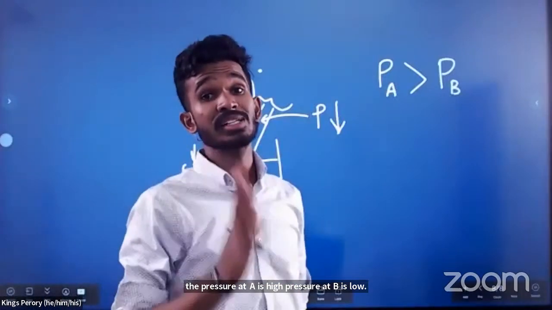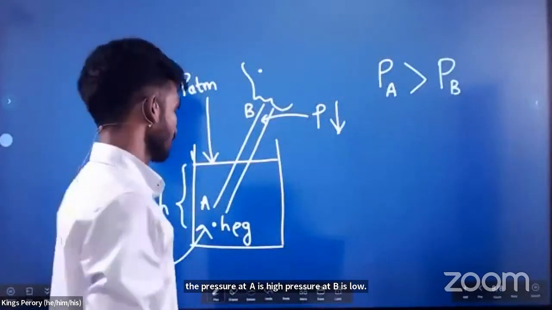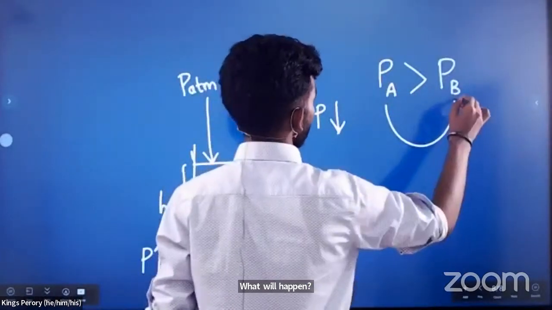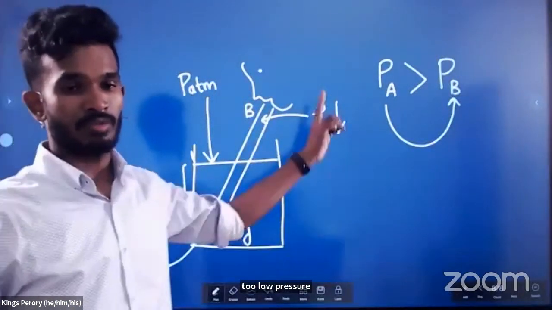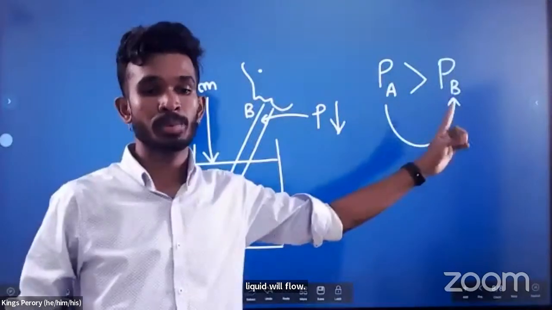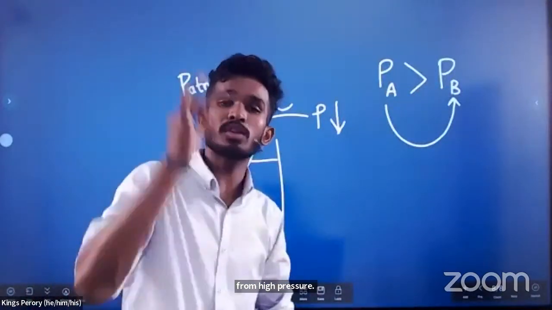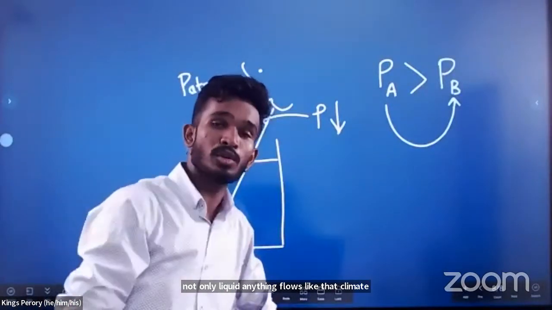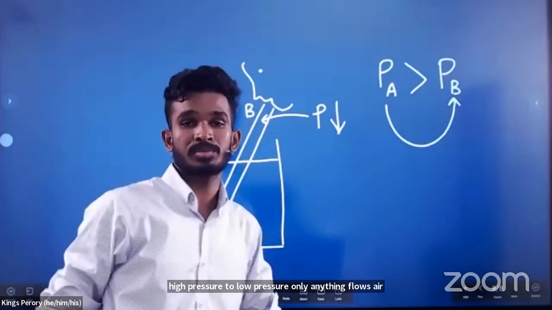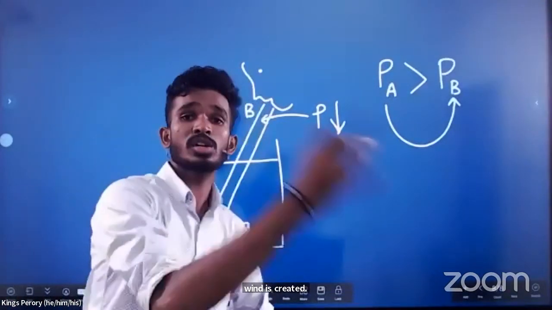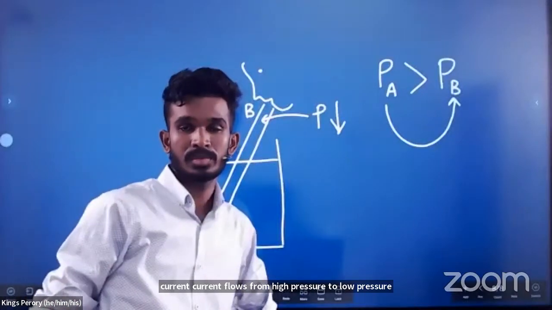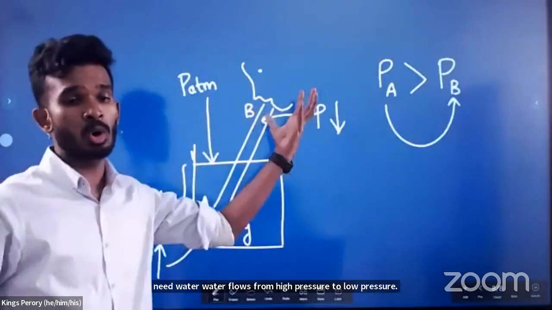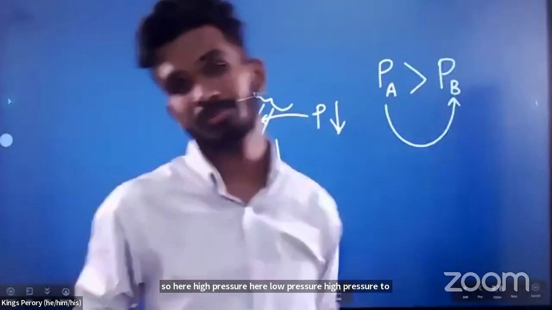When there is a difference in the pressure, what will happen? From high pressure to low pressure, liquid will flow. Not only liquid, anything flows like that. Air flows from high pressure to low pressure. That's how wind is created. Current flows from high potential to low potential, that's what you call potential difference. Water flows from high pressure to low pressure. So here high pressure, here low pressure, water will flow.